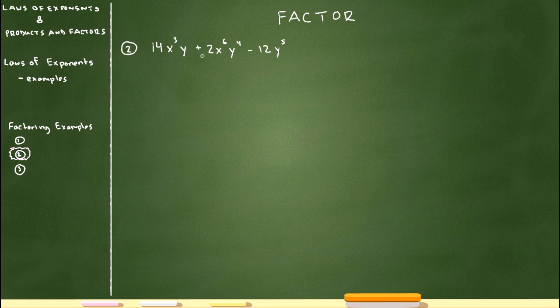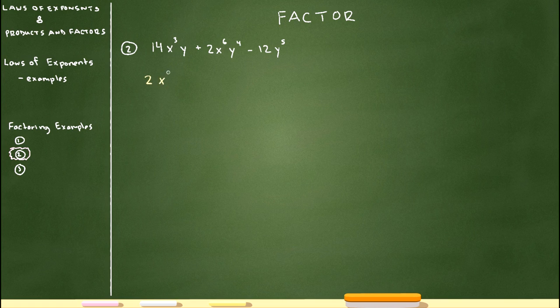Now, in example 2, we have the same type of deal here. We want to go ahead and look at the 3 terms and see what they have in common. So we have 14, 2, and negative 12. What number goes into all of those? Well, because we have a 2 here, only a 2 is going to work. And then x cubed, x to the 6, and there are no x's over here, so they don't share any x's.